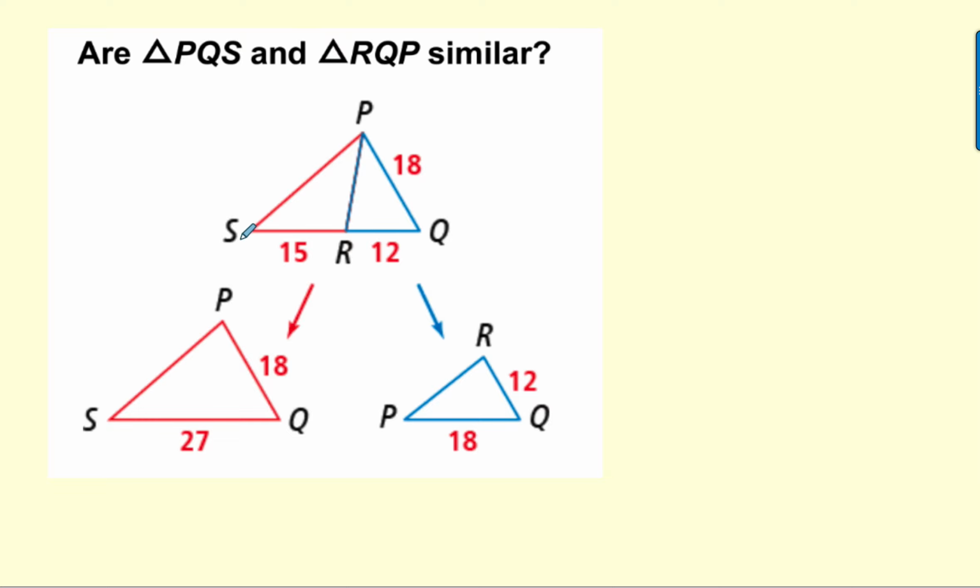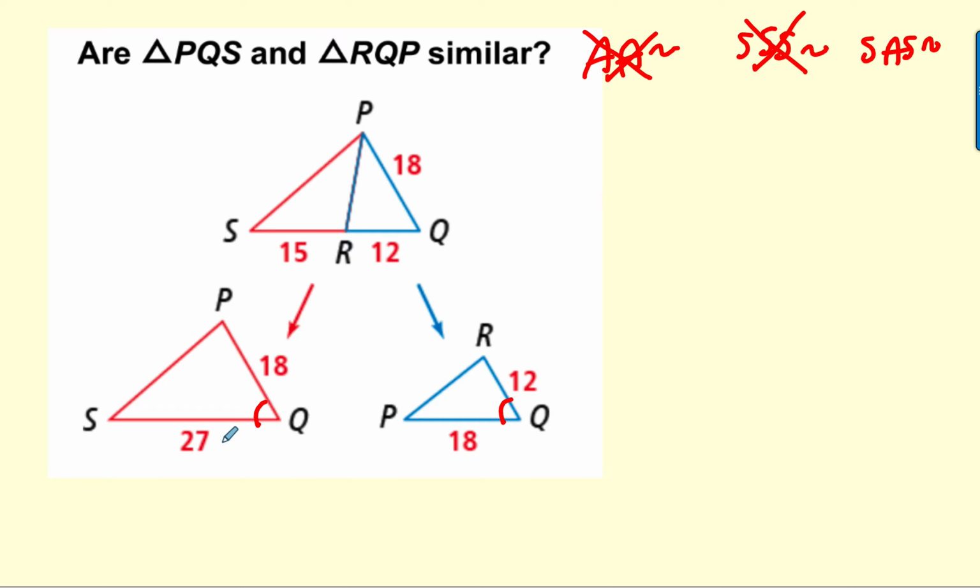Let's see if this triangle, PQS, that's right over here, is similar to this triangle, RQP. So we need to understand that angle Q is the same angle in both of these triangles. So let's take a look at the methods. Angle-angle similarity, side-side-side similarity, and side-angle-side similarity. Since we don't have two angles, we can't use this one. Since we don't have three sides information, we can't use that one. So far we have an angle pair. Let's see if we can establish the sides.